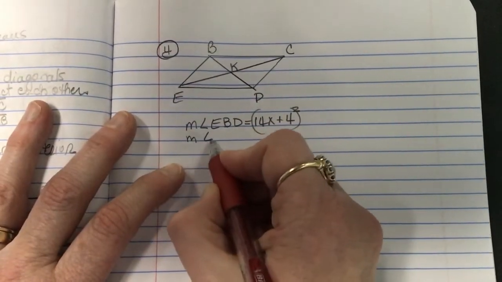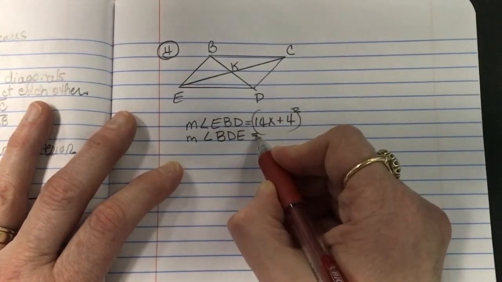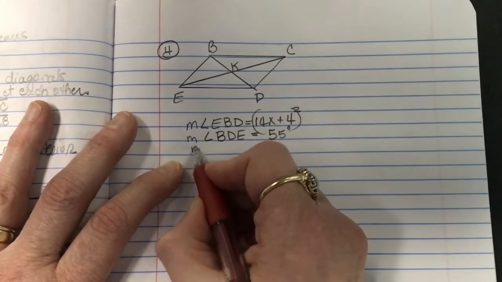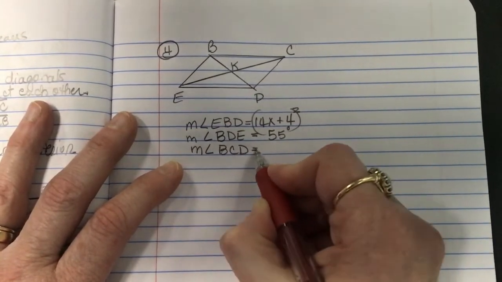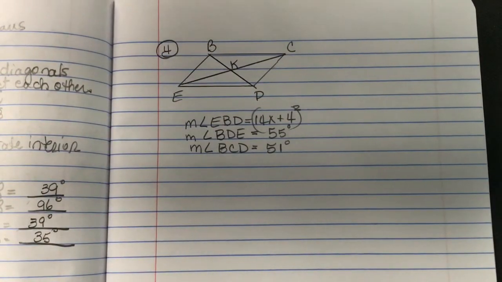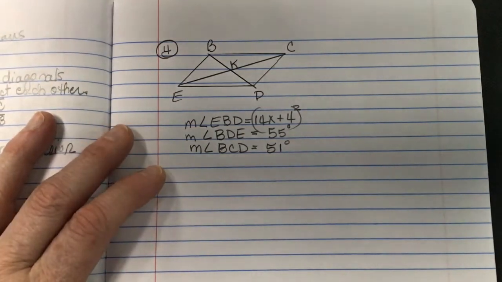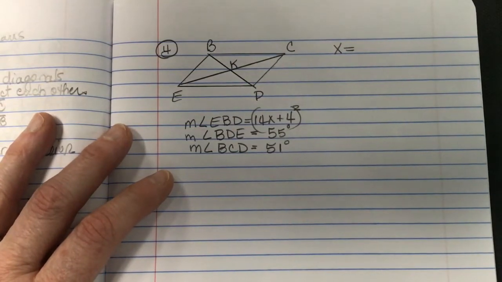And then the measure of angle BDE is 55 degrees. And the measure of angle BCD is 51. Now you can draw a parallelogram on your paper and sketch it, but if you use the geometer, it helps. If you have the picture on the printout, it helps because it is a true parallelogram. And we want to find x, obviously. I think that's all they asked for.